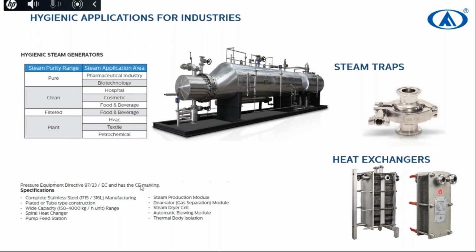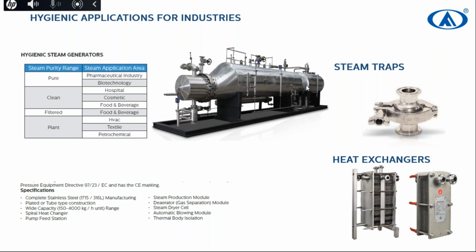But how can you make pure steam? With the help of hygienic steam generators, one of which is, as you see here. It uses plant steam and turns the pure water to pure steam, or turns clean water to clean steam. You can use it in hospitals, biotechnology, pharmaceutical, or food and beverage industries. With IVAS, we can provide you a unit range from 150 kilograms per hour to 4 tons per hour.